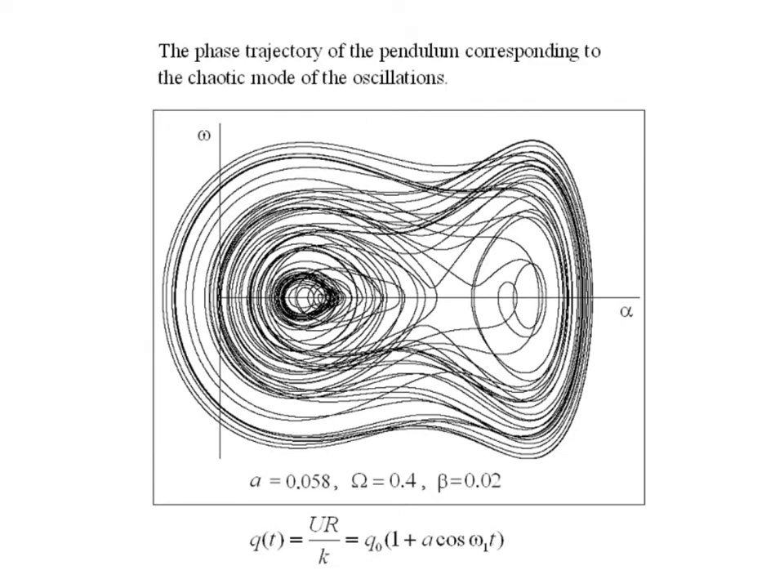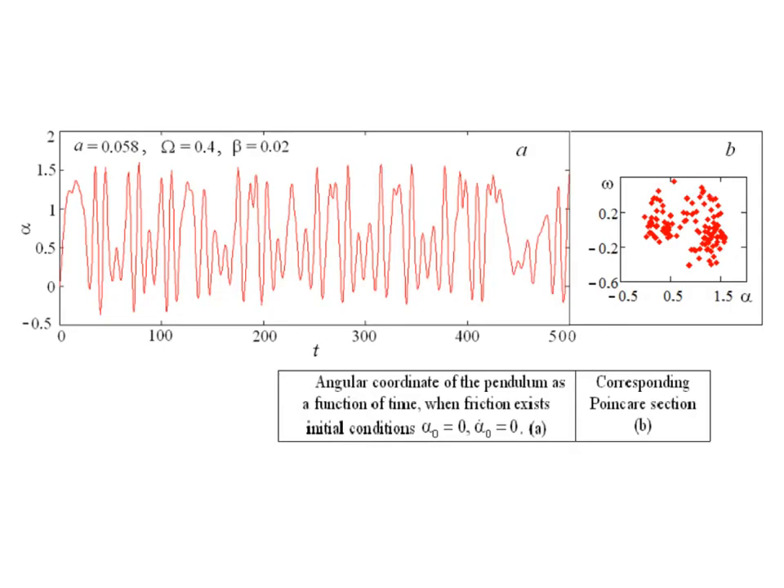The charge applied to the ball was modulated harmonically. It was found that in the case when the pendulum has two stable equilibria, under a parametric force it can make chaotic oscillations. The slide shows the phase trajectory of the pendulum corresponding to the chaotic mode of the oscillations.